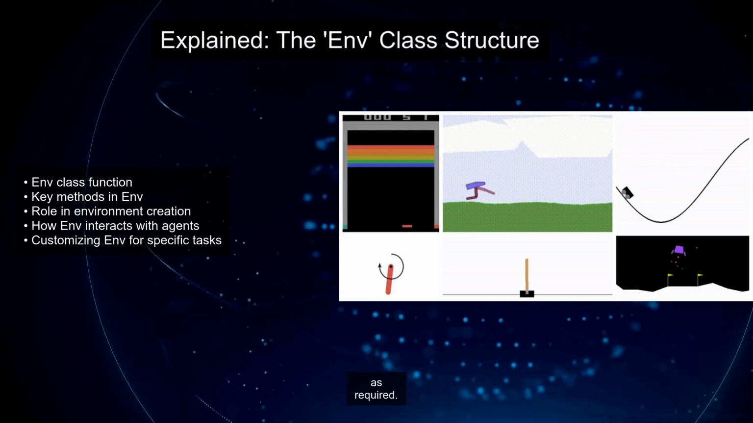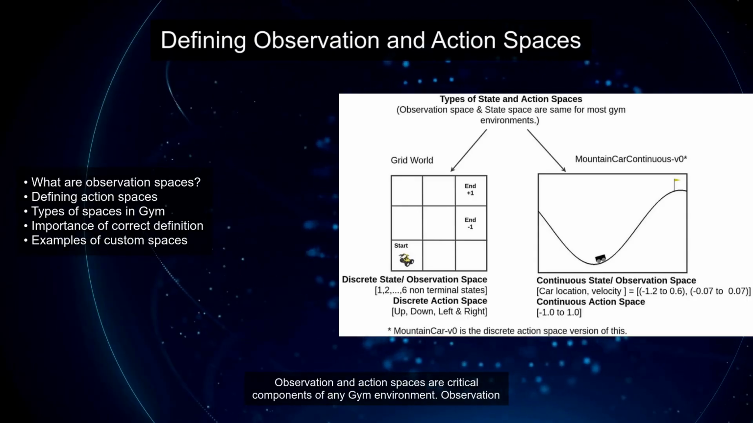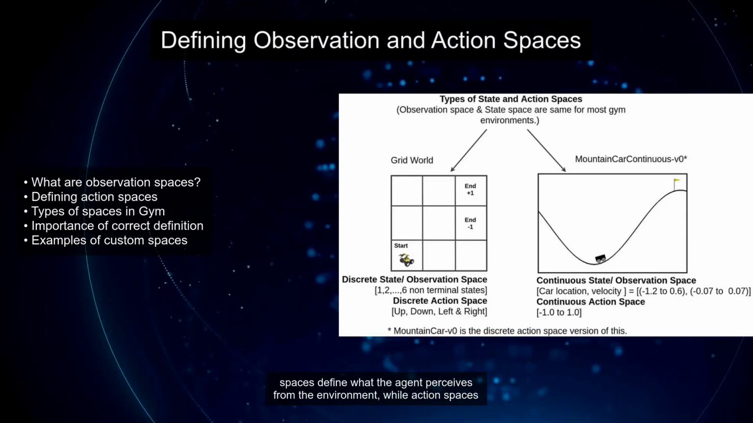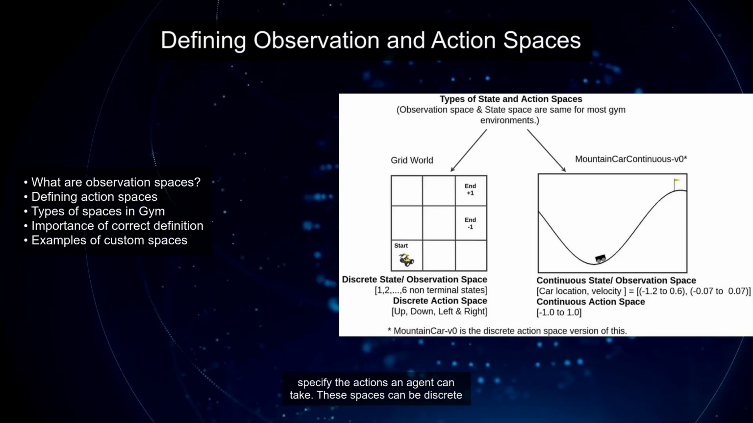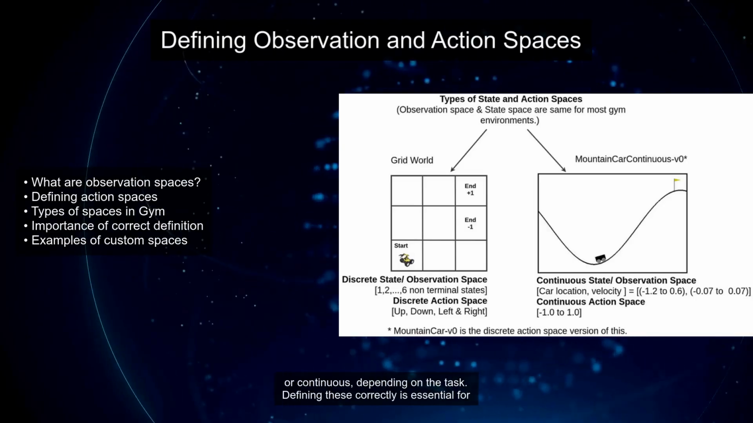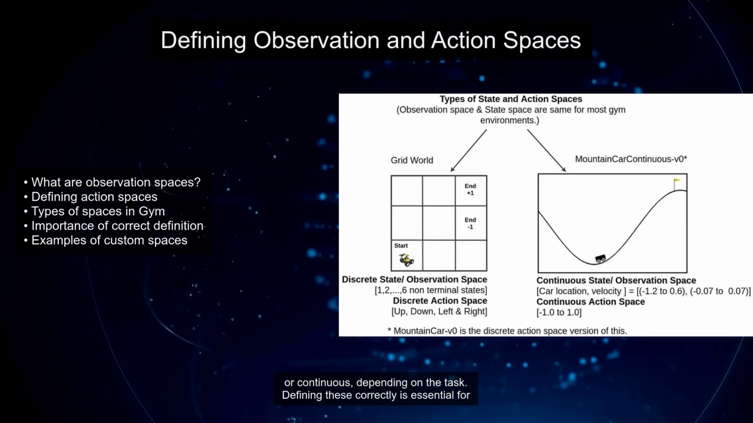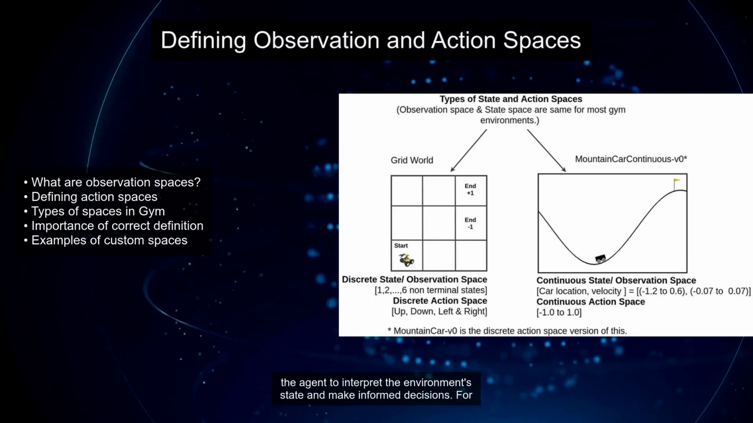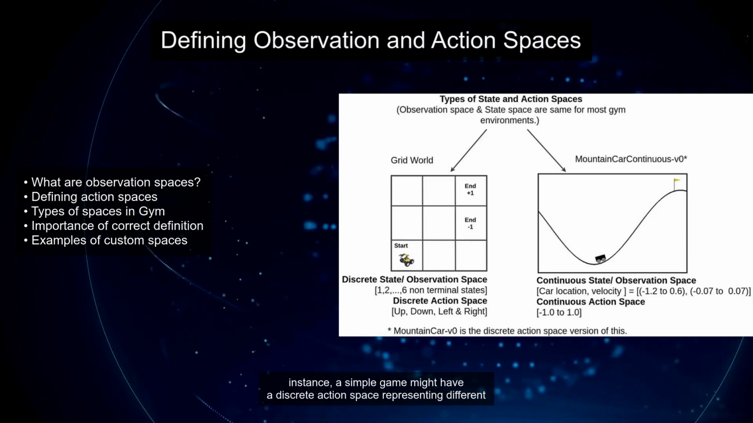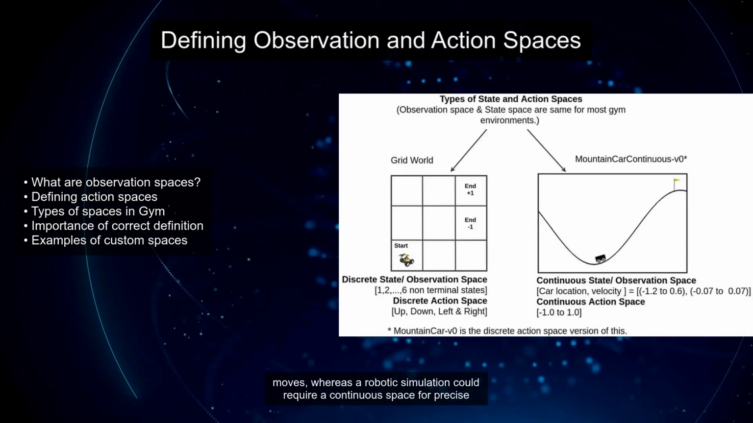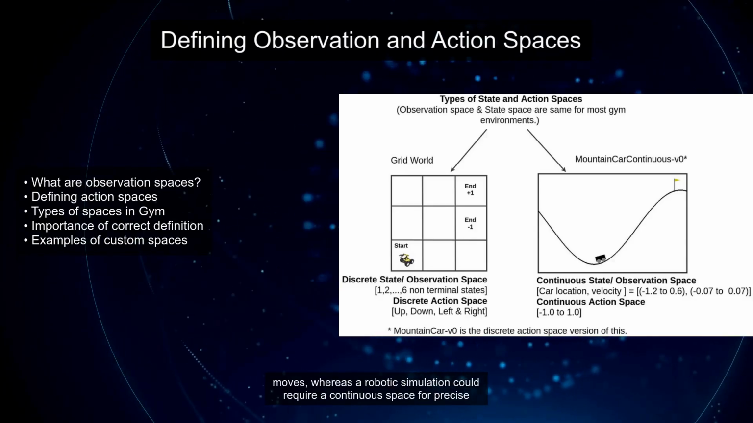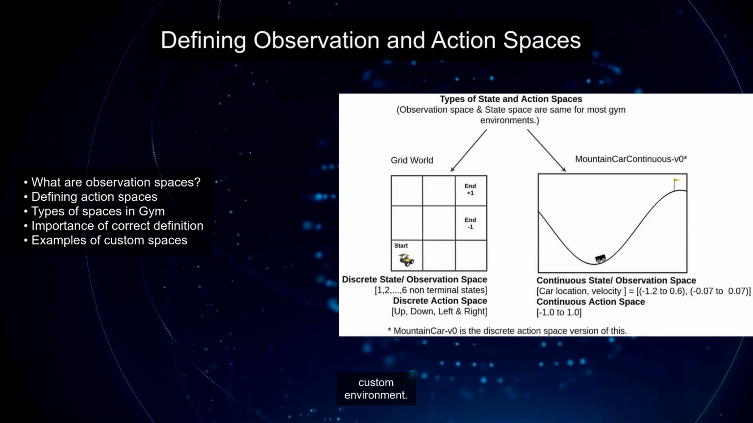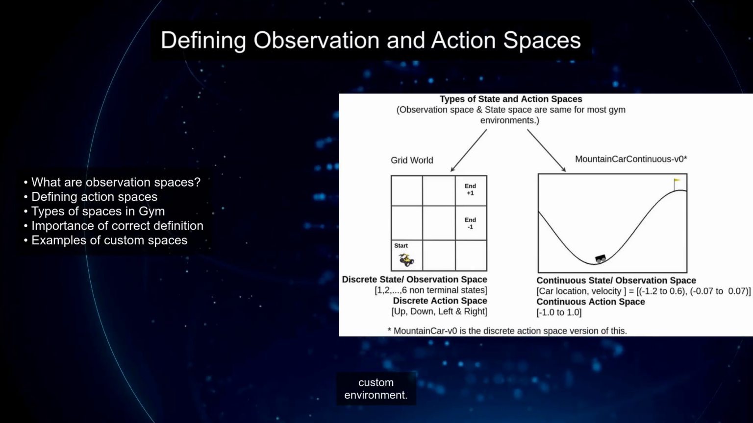Observation and action spaces are critical components of any gym environment. Observation spaces define what the agent perceives from the environment, while action spaces specify the actions an agent can take. These spaces can be discrete or continuous, depending on the task. Defining these correctly is essential for the agent to interpret the environment state and make informed decisions. For instance, a simple game might have a discrete action space representing different moves, whereas a robotic simulation could require a continuous space for precise control. We'll look at how to define these spaces to suit your custom environment.